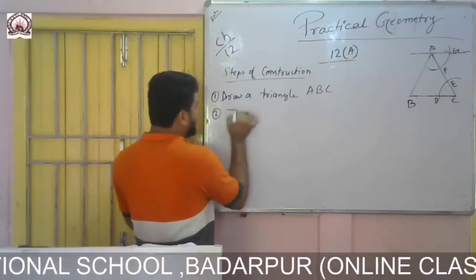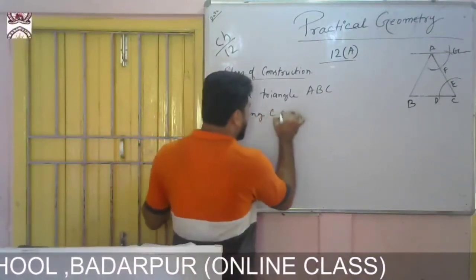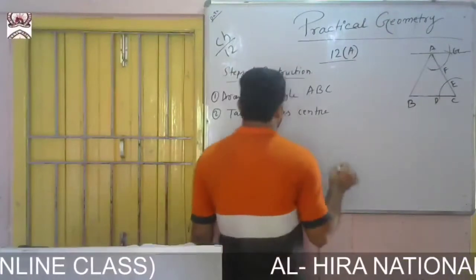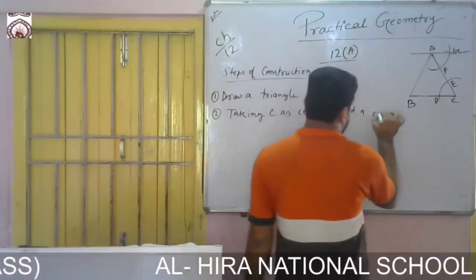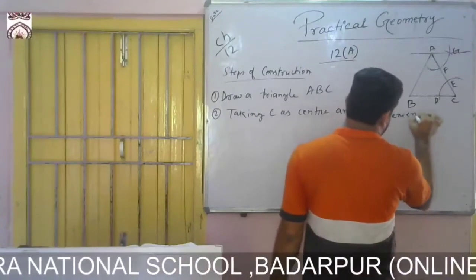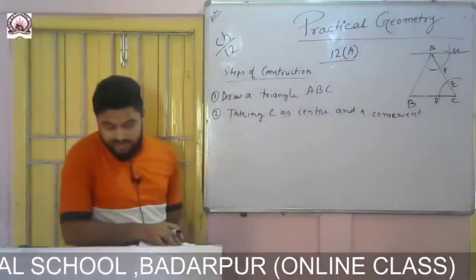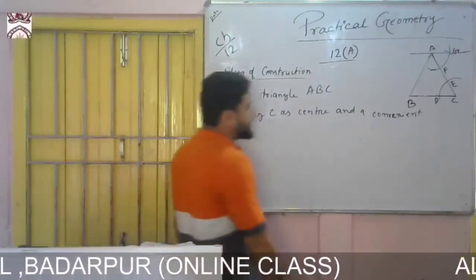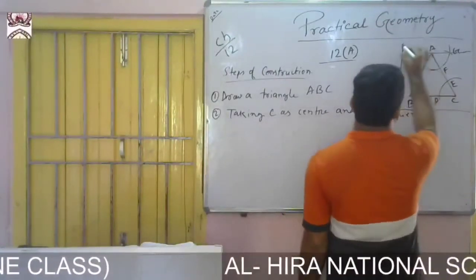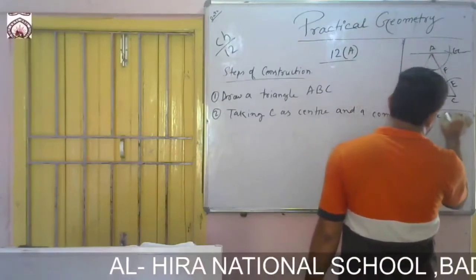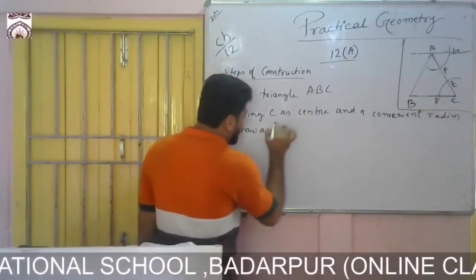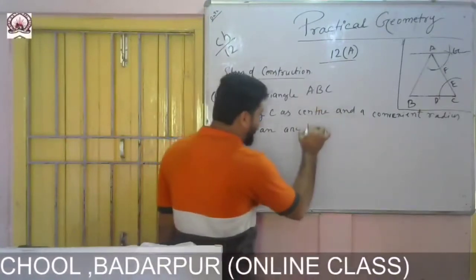Number 2. Taking C as center and a convenient radius, draw an arc. This is the diagram. Draw an arc 1.